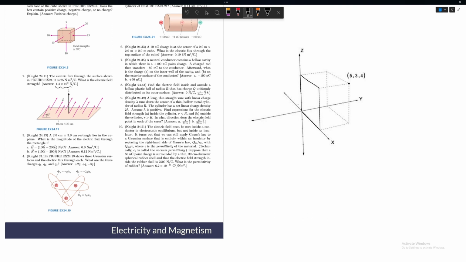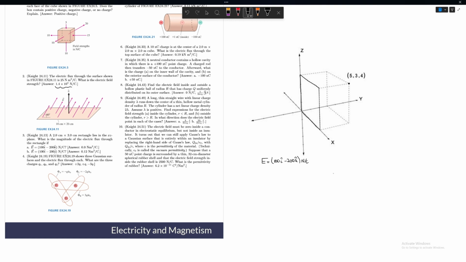All right. So what is the magnitude of the electric flux going through the rectangle if we have an electric field equals 100 in the i-hat direction? And remember, I represents X, J represents Y, and K represents Z, minus 200 k-hat newtons per coulomb. So this is the electric field that's been emitted, and we have a plane that is in the XZ.